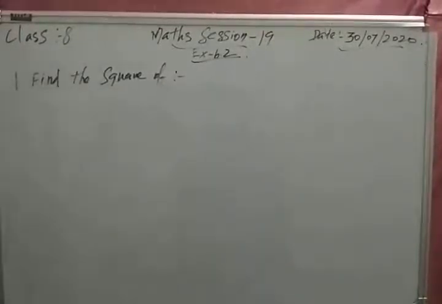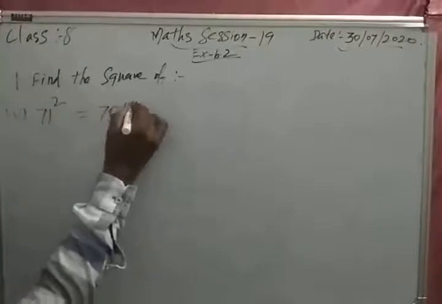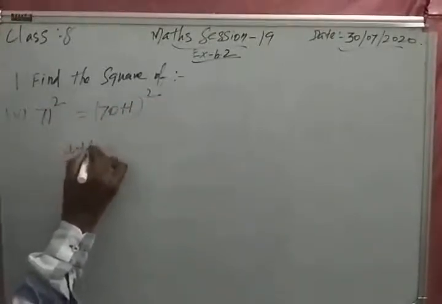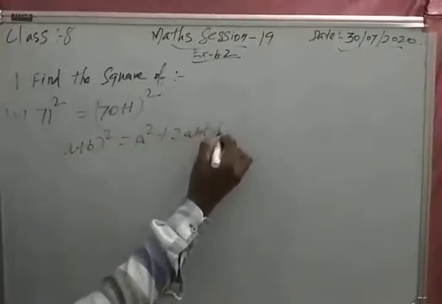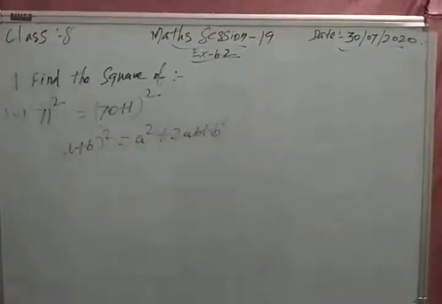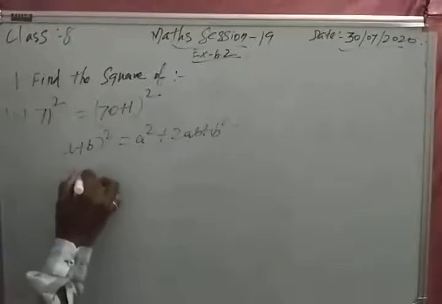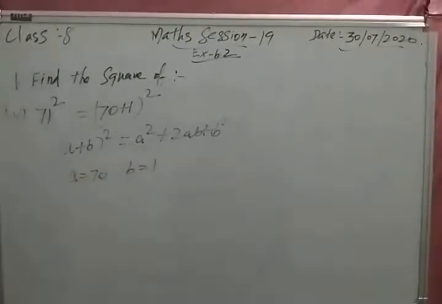What is the fifth one given there? 71 square. Fifth one is 71 square, which is equal to 70 plus 1 the whole square. Then we are using the formula of a plus b the whole square, which is equal to a square plus 2ab plus b square. Okay. Now just substitute the values. So a is equal to 70, b is equal to 1.